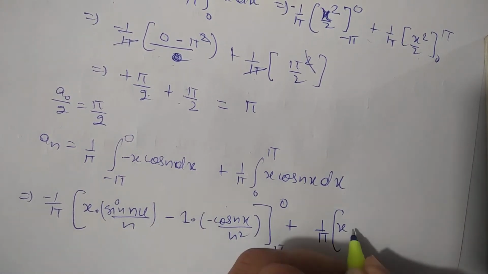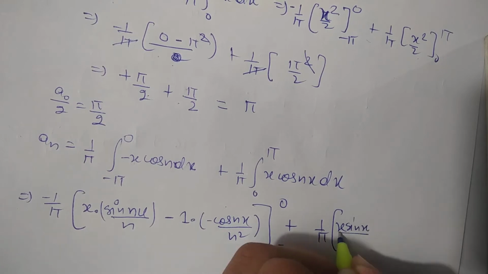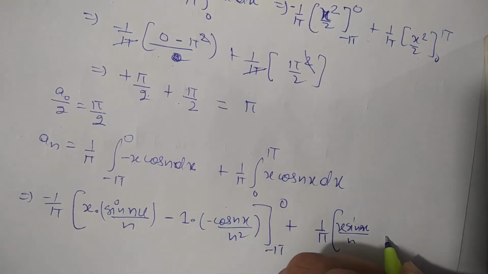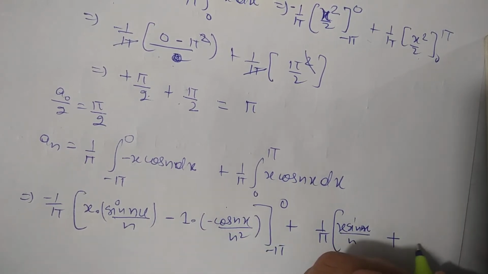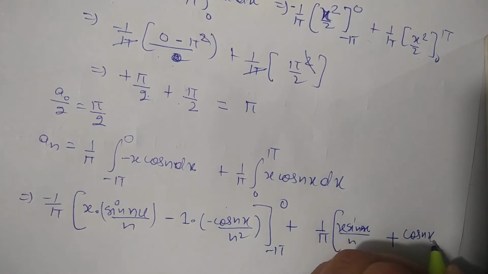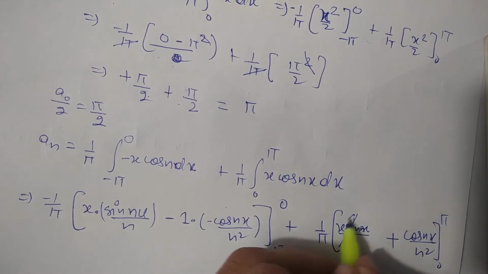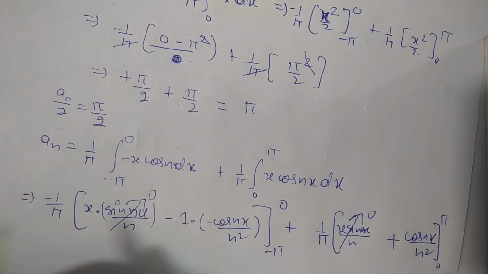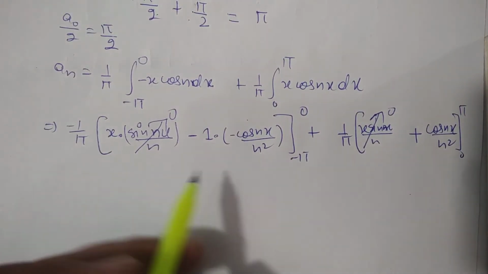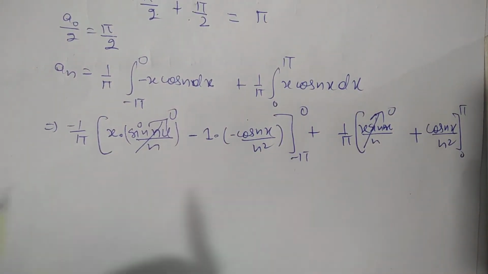Similarly, x sin nx by n, sin nx, minus minus will be add on, so this value will be cos nx by n square. Now putting the limits from 0 to pi. Okay, so x sin nx will be 0, as we know that sin 0 is 0 and sin n pi will also be 0. So by putting these limits, we will get it 0.